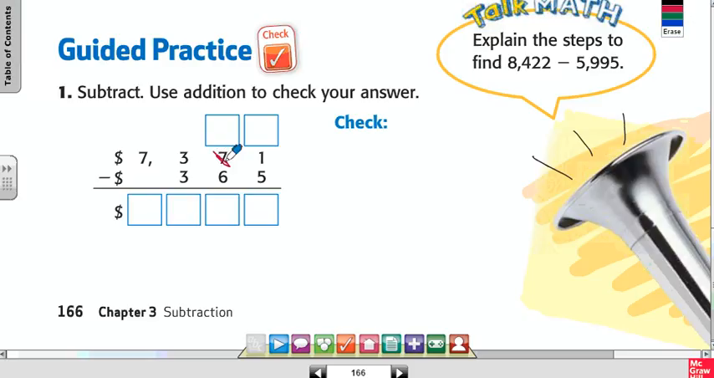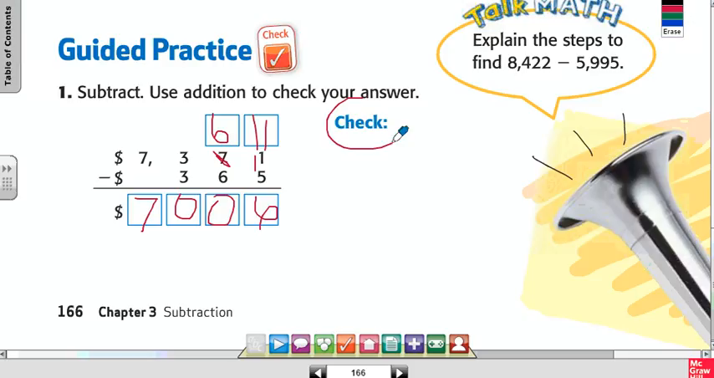If I borrow 1 from 7, I get 6. And the one that bar goes right next door to the right. Instead of 1, I have 11. So 11 minus 5 is 6. 6 minus 6 is 0. 3 minus 3, 0. And then 7 minus 0 is 7.